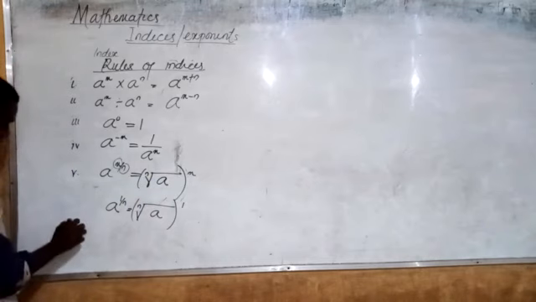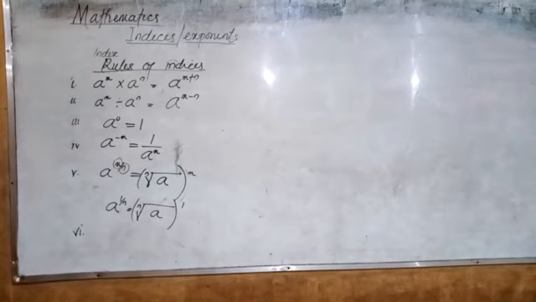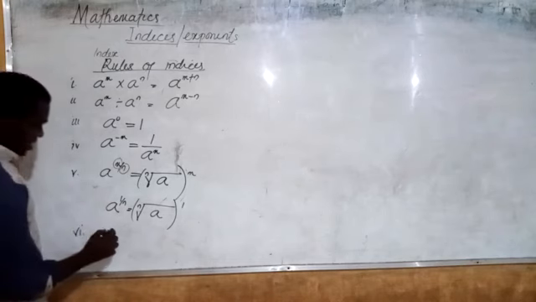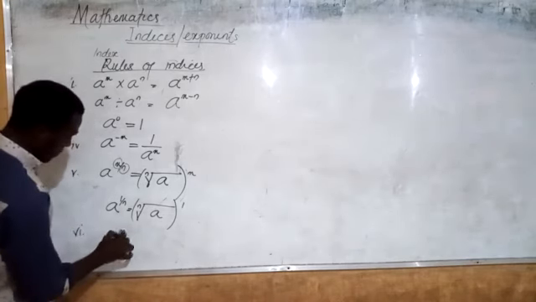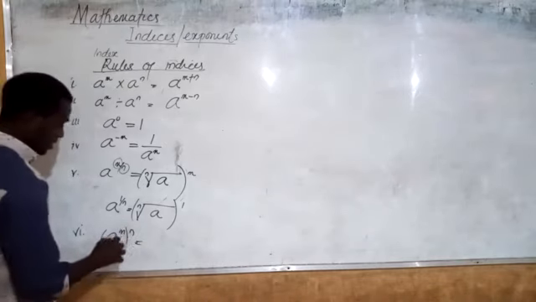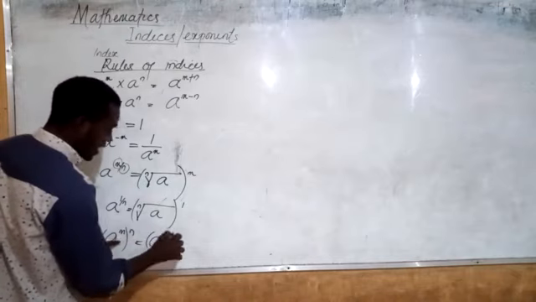Alright. Then the next rule is the power of a power rule. If I have a raised to the power of m, raised to the power of n, basically this is saying that a raised to the power of m occurs n times.